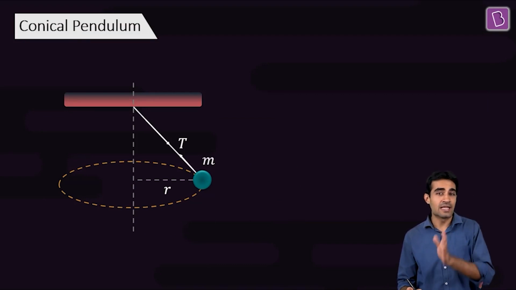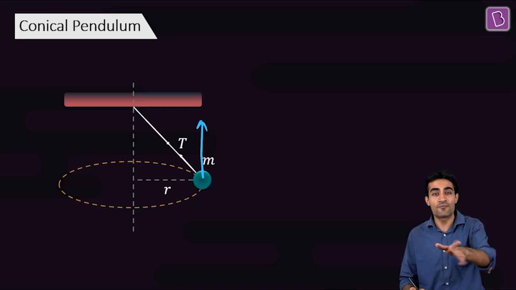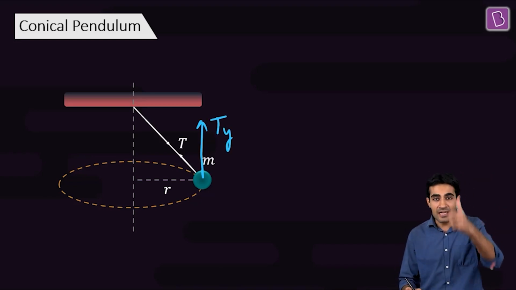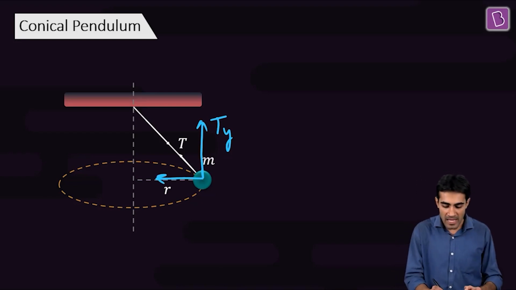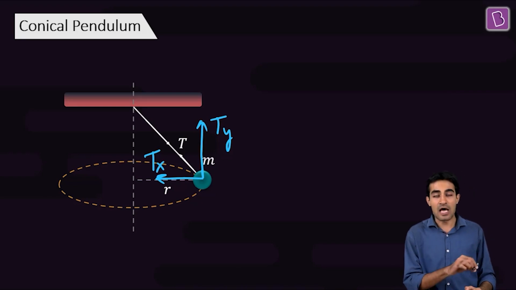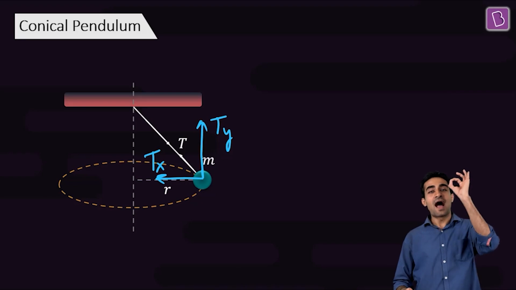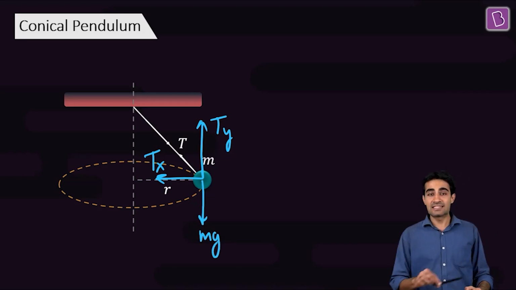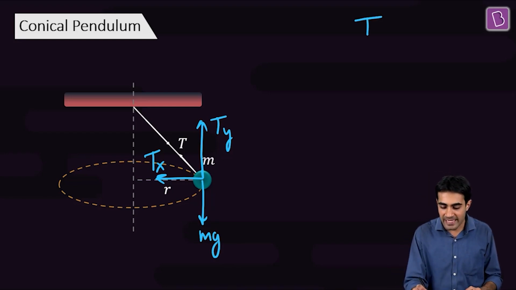Whenever we have tension in some direction, we can always break it into two parts. This is our first step. So this is Ty, tension in the vertical direction, and we have another component of tension, which is Tx. This is along the horizontal plane. Now, Ty is the one which balances out mg. We can see there is no acceleration in the vertical direction. Therefore, Ty is equal to mg.